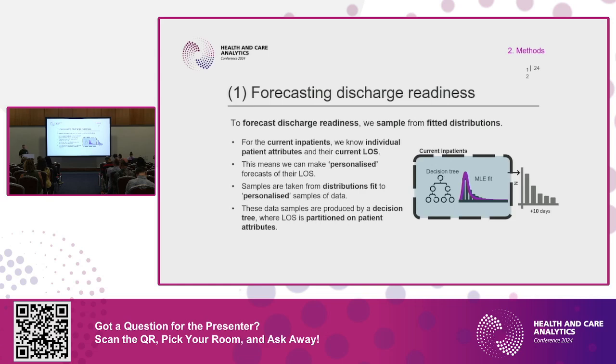One other subtlety is because I know their current length of stay, I sample from the remaining part of that distribution. I truncate that distribution when I sample from it, because that will mean that the expected remaining length of stay for a patient with a 1-day current length of stay and a 7-day current length of stay will be very different.